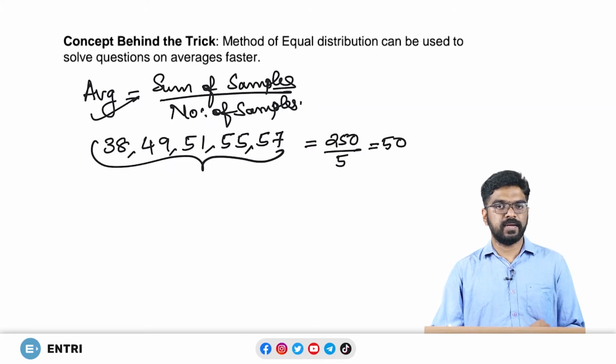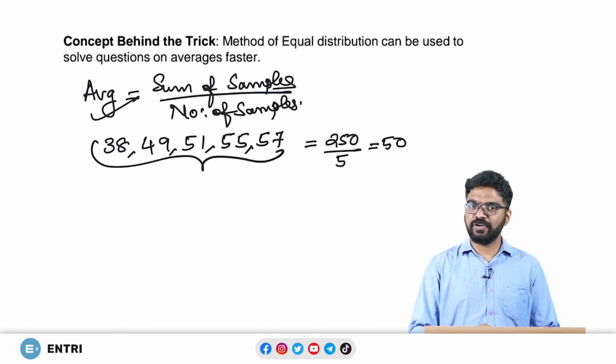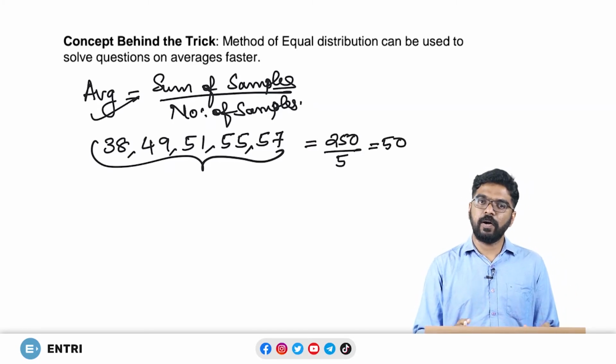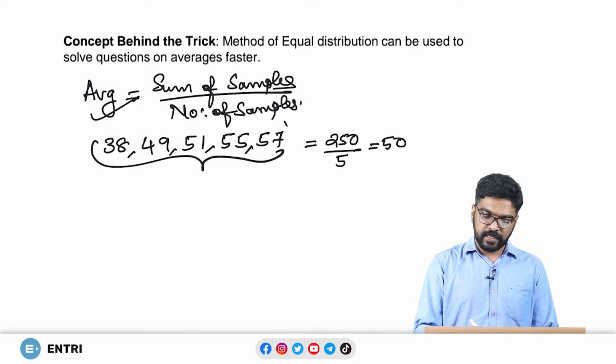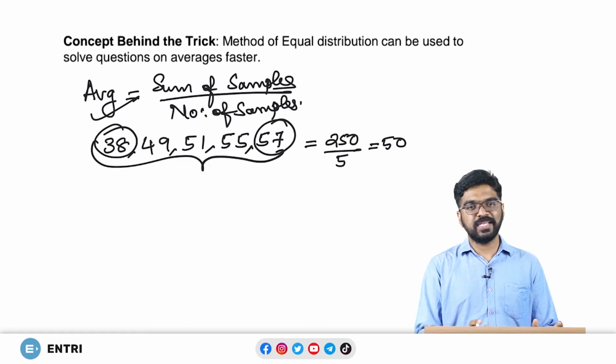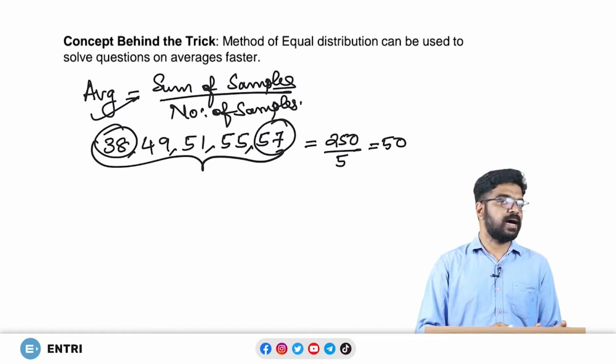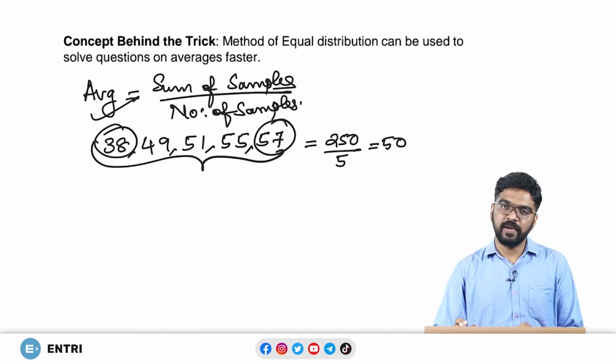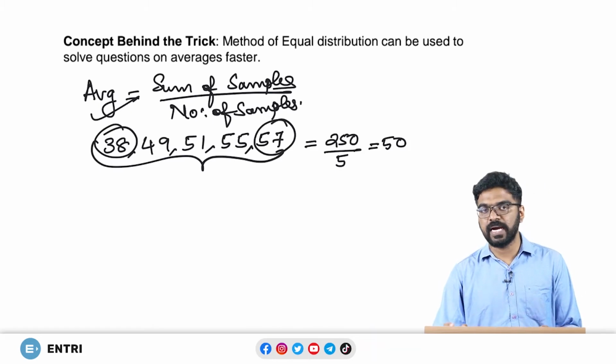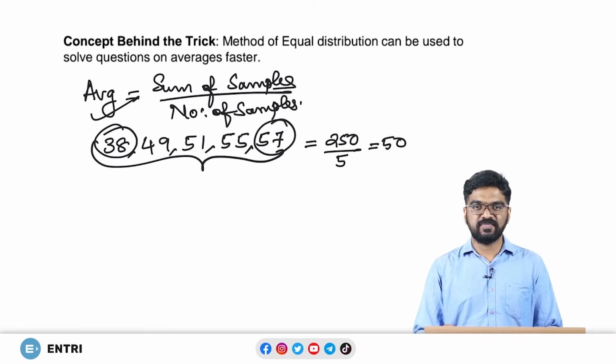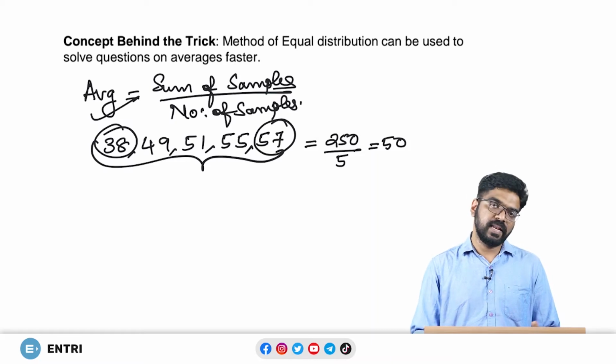But we have learned that in average topic, the average of any number of values will always lie between the larger value and the lower value. So the range of the average will be between the larger value, that is the highest value, as well as the least value. It will not be greater than the larger value, or it will not be lesser than the least value.